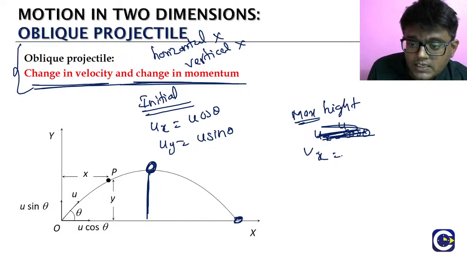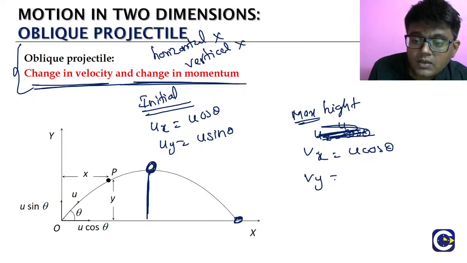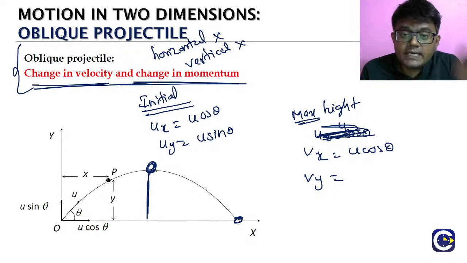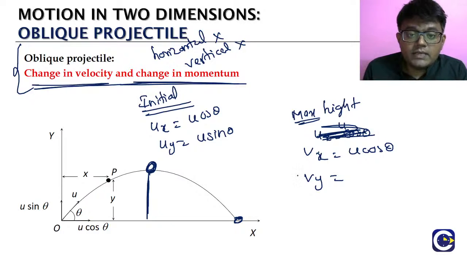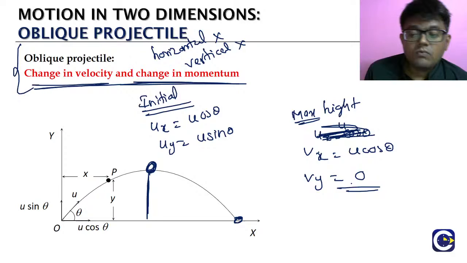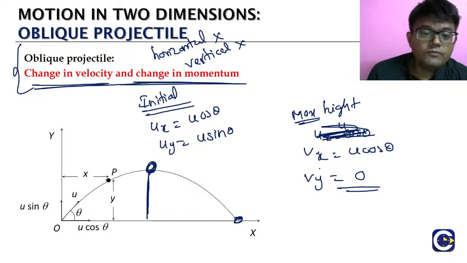For the final velocity, vx is equal to u cos theta. But what is the vertical component of velocity? Remember, in the derivation of maximum height, we are using the condition that the vertical component of velocity becomes 0. So at the maximum height point, the vertical component of velocity becomes 0.